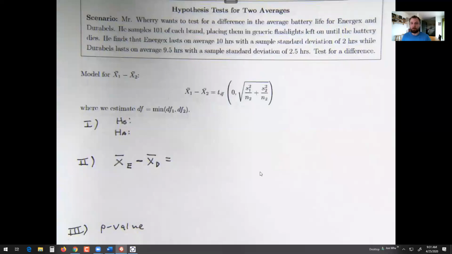This is an example of a hypothesis test for two averages. I'm comparing two battery lives for Energix and Durabell's battery. Suppose I sampled 101 of each. The E brand lasts for 10 hours on average with a standard deviation of 2. D brand lasts for 9.5 with a standard deviation of 2.5. And I'm testing for a difference.